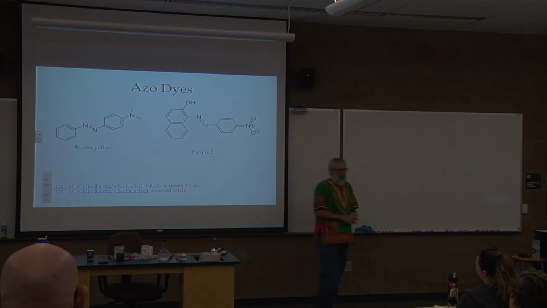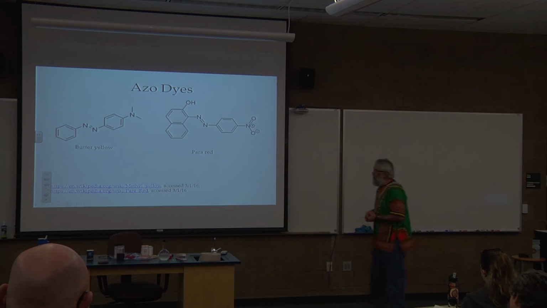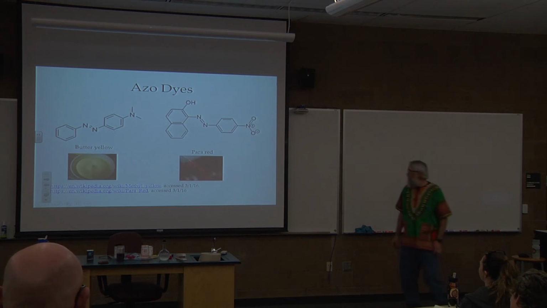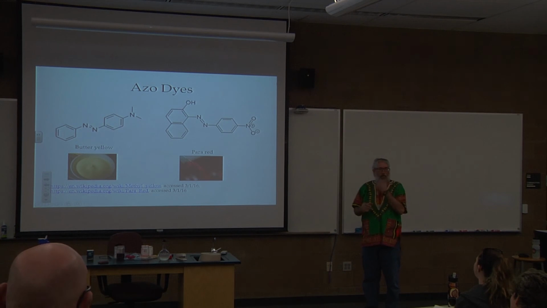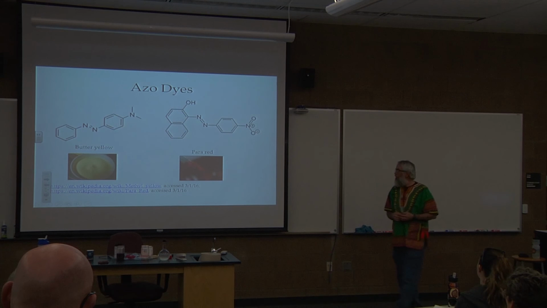Para red is again no longer used for, or it's not supposed to be used for food, but apparently in about 2005, well, I should show you these colors. Sorry. Apparently in about 2005, somewhere in England, there were some samples of contaminated paprika that were found to have para red in there to intensify the color.